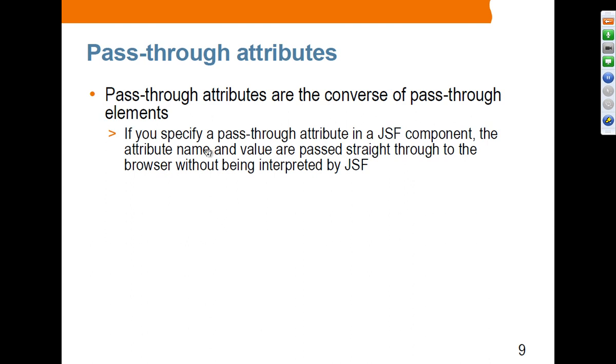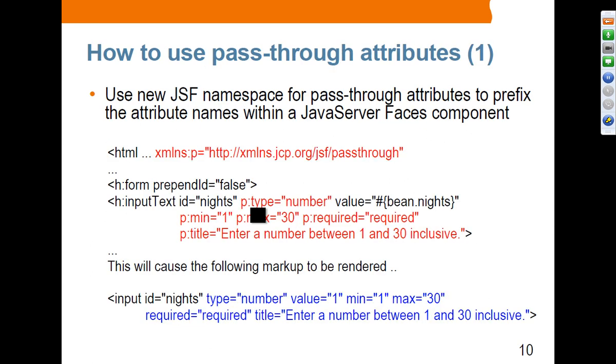So pass-through attributes are the reverse of the pass-through elements. If you specify the pass-through attributes in the JSF component, the attribute names and values are passed straight through to the browser without being interpreted by JSF. So this is a case where you are going to use the JSF components, and then you want to take advantage of the HTML5 attributes like color. So let's see an example of this.